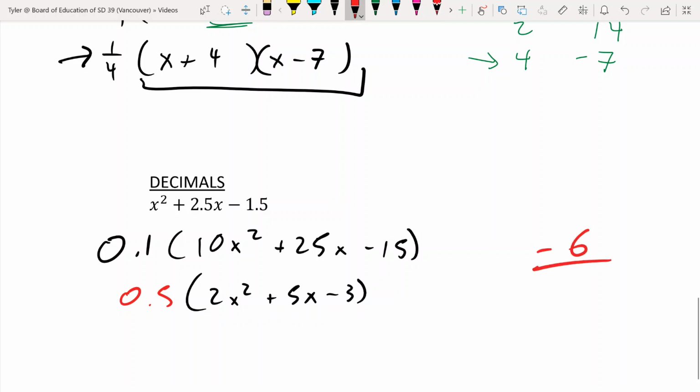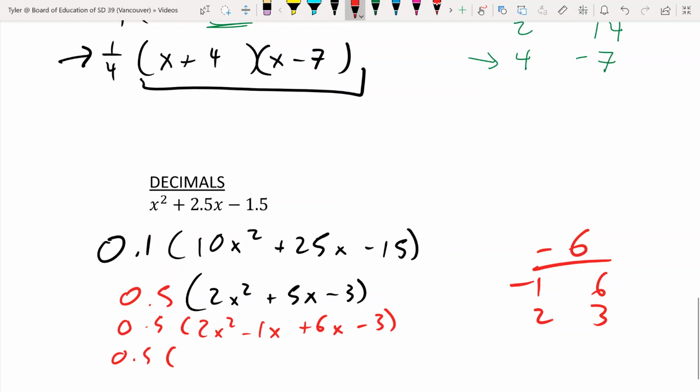I need to do negative 6. It's actually the same as the other question was. So it's going to be 2 and 3. It's going to be negative 2 and negative 3. No. Come on, Mr. K. It's going to be negative 1 and positive 6. So we're going to do 0.5, 2x squared minus 1x plus 6x minus 3, 0.5.